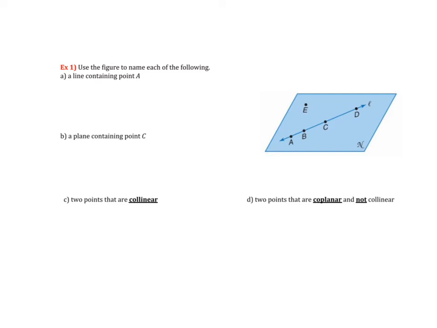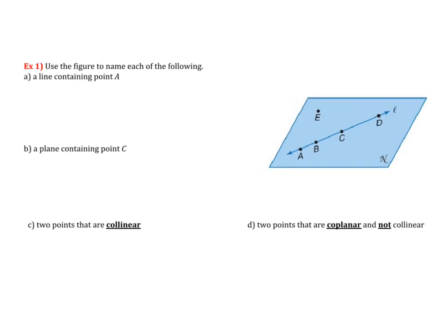Okay, moving straight into our first example. So, example 1, it says to use the figure to name each of the following. Okay, this is the figure, right? The picture, in other words. First item, they want us to name a line containing point A. So if I want a line containing point A, well, I got to figure out where point A is. Point A is right over here.